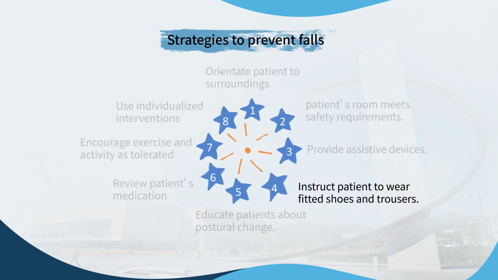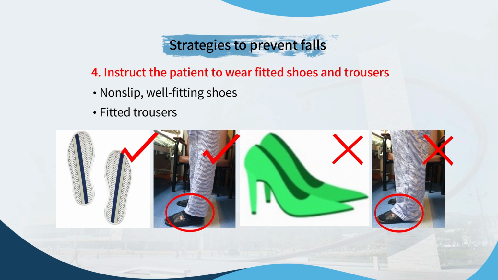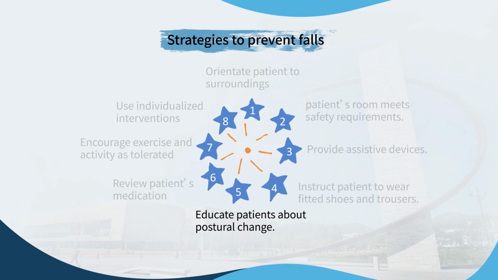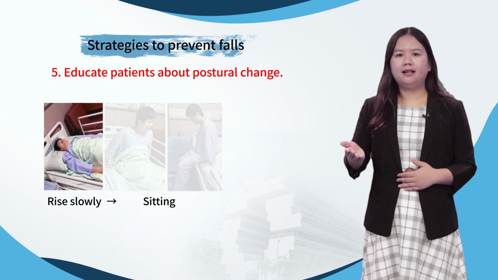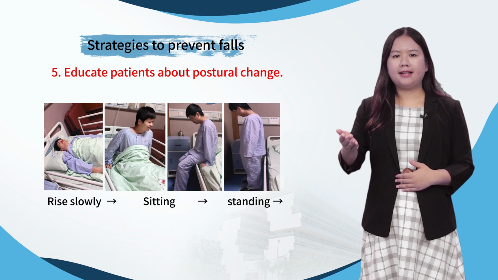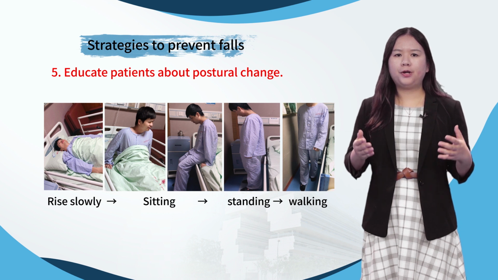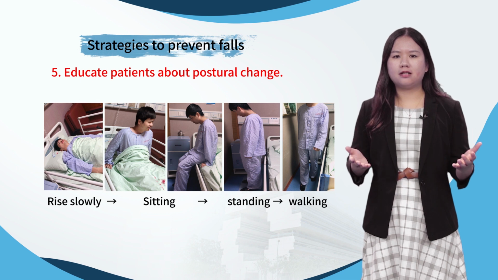Next, we need to instruct the patient to wear fitted shoes and trousers. High heels, floppy slippers, and overlength trousers can make the patient stumble and fall. It is important to educate the patients about postural change. Teach the patient to rise slowly from a lying to sitting, then to standing position, and to stand still for several seconds before walking in order to prevent postural hypotension, which may increase the risk of falls.